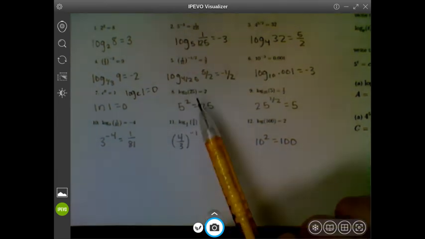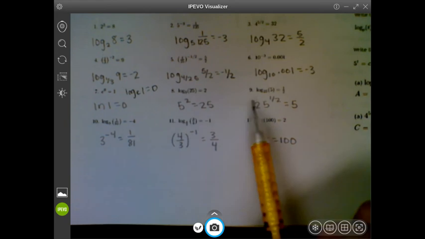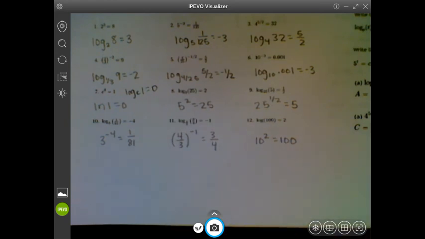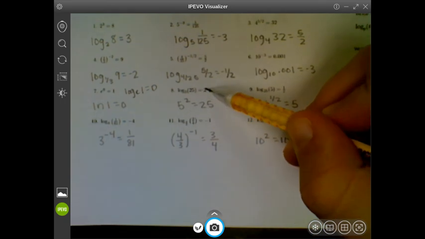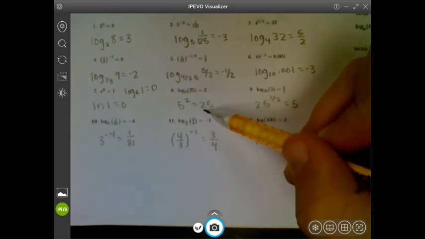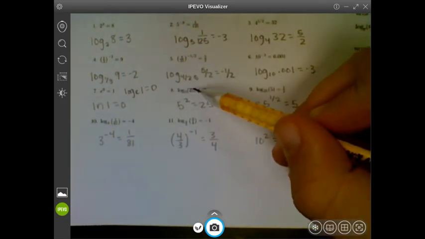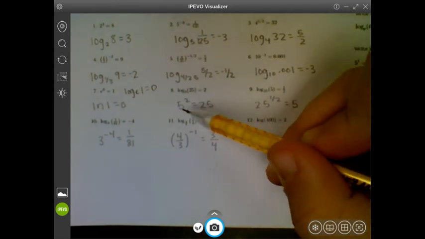And then these other ones, you were converting the other direction. Hopefully you picked up on that. It's the same thing. Whatever the base of the log was, raised to the power of what it was equal to, equals what you were taking the log of, the number on the inside. And this should be a true statement when you're done.